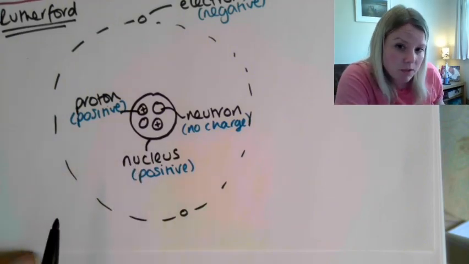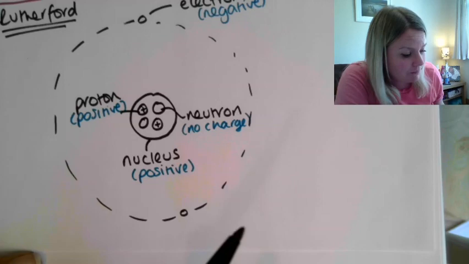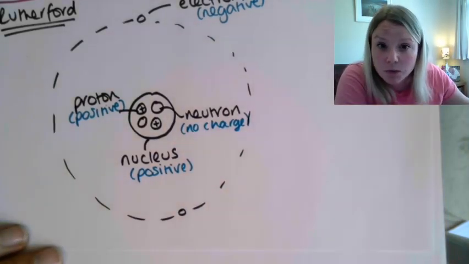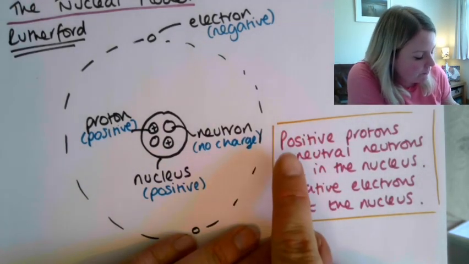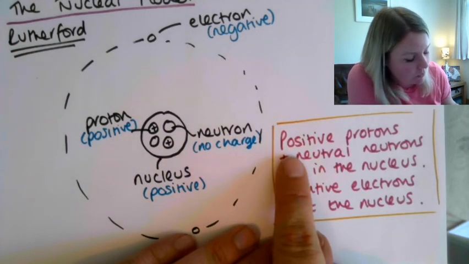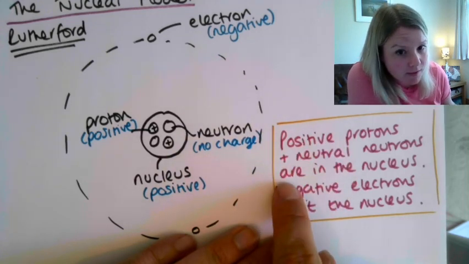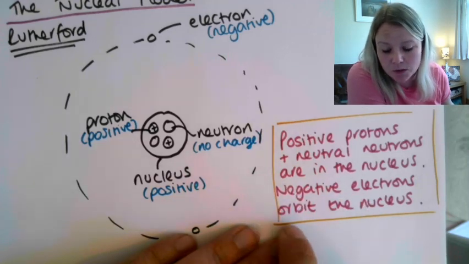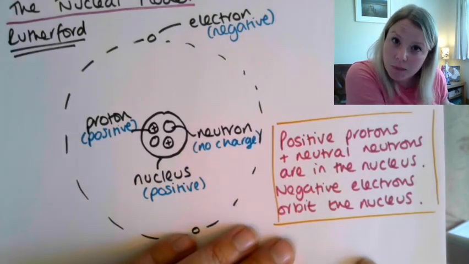So we need to be able to label it. We need to know where all the bits are in the atom and all the different charges on them. So let's get our description for that written down here. Our description of the nuclear model would be that we have positive protons and neutral neutrons, and they're in the nucleus, and then there's negative electrons which orbit the nucleus. So get that written down and make sure you know it.